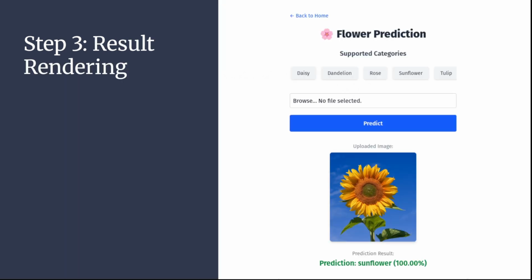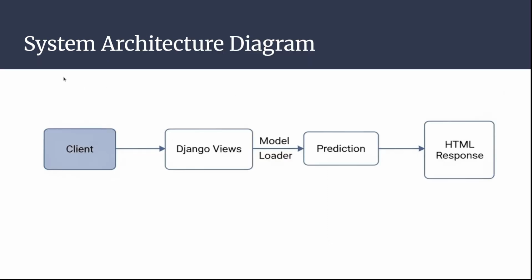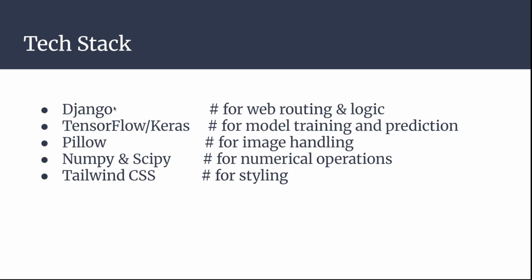In step 3, you can see this is the result rendering part, where Django renders the result, displaying both the uploaded image and the predicted class. So this is the system architecture diagram. You can see that on the left side, this is the client, then Django views, then predictions, and finally the HTML response. In this project, I am using Django for web routing and logic, TensorFlow or Keras for model training and prediction, Pillow for image handling, NumPy and SciPy for numerical operations, and finally Tailwind CSS for styling.